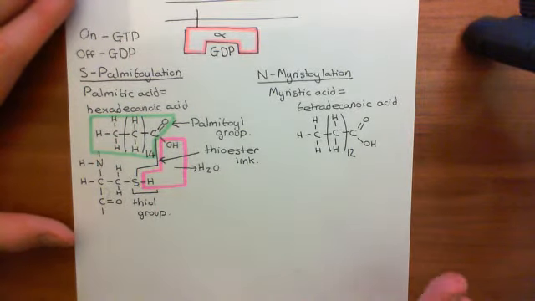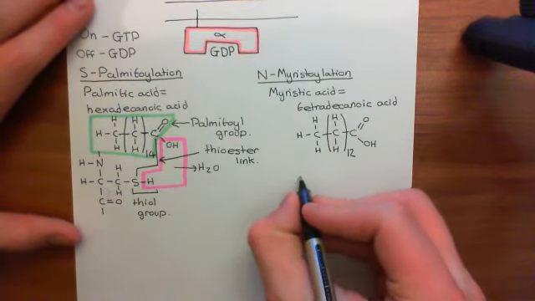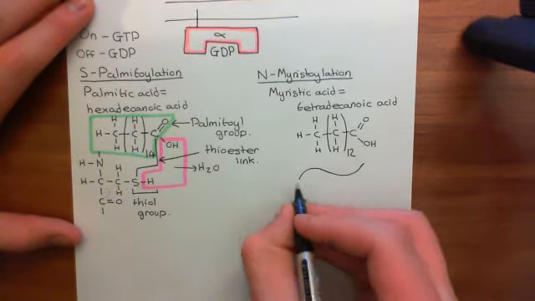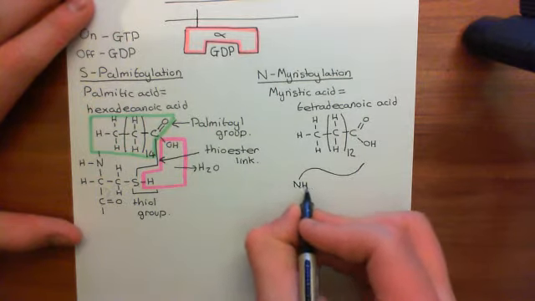Okay, and this time we are not going to add them onto cysteine residues. Instead, you add it onto the amino terminus of your polypeptide. Okay, so let me explain this. Here, let's say, is the polypeptide of our alpha subunit.